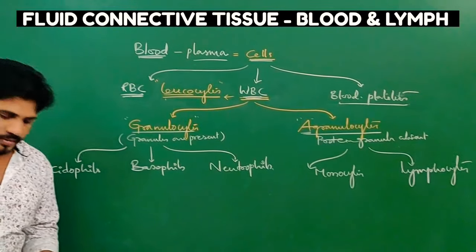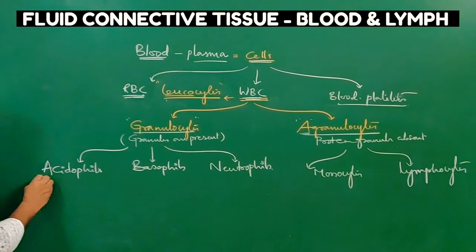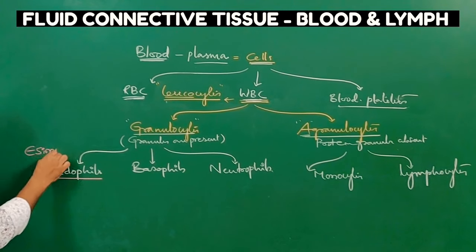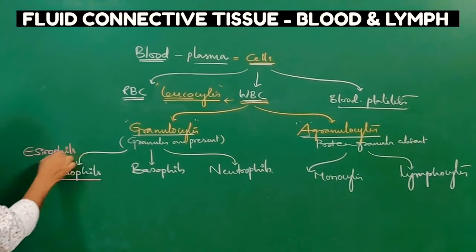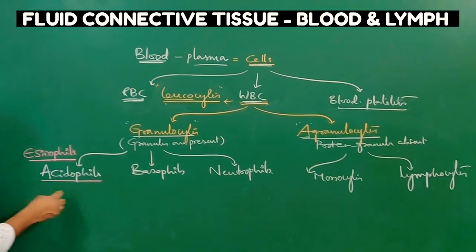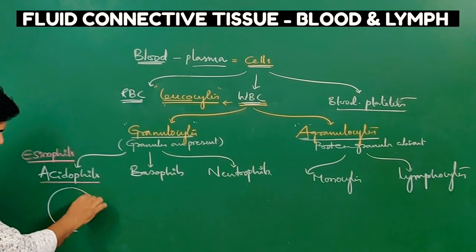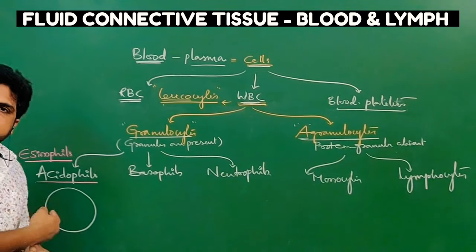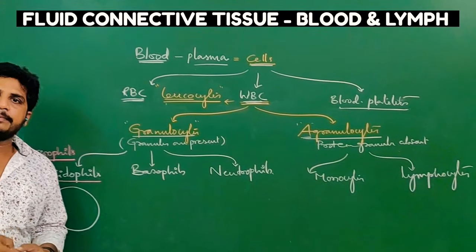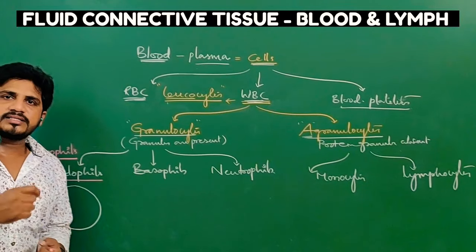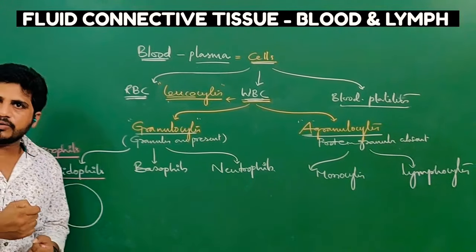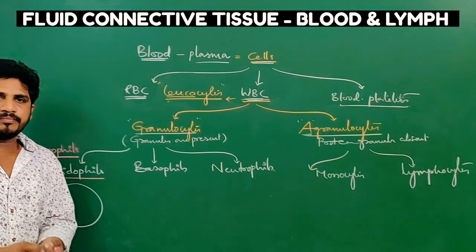Let us discuss one by one. Acidophils are also called eosinophils. Why has the name acidophils been given to them? Because if you want to observe these cells in the given blood sample, you have to add some acid dyes. By receiving acid dyes only, they appear themselves.